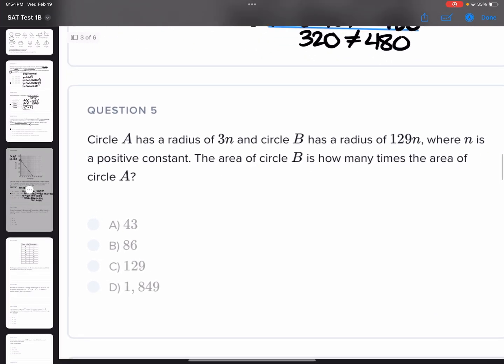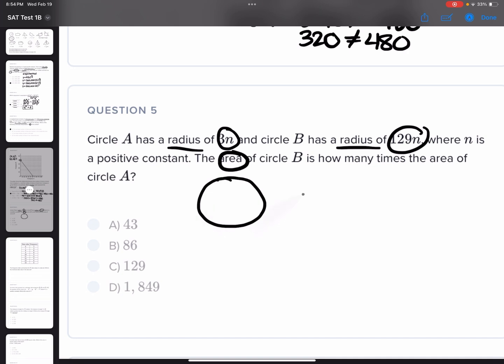Circle A has a radius of 3n, and circle B has a radius of 129n, where n is a positive constant. The area of circle B, so we're talking about area, we are given a radius of 3n and 129n, right? And the area of circle B is how many times the area of circle A? So clearly, circle B has a much wider radius. We're talking about something like this compared to probably this, all right? So we're asking how many times bigger B is than A, essentially.